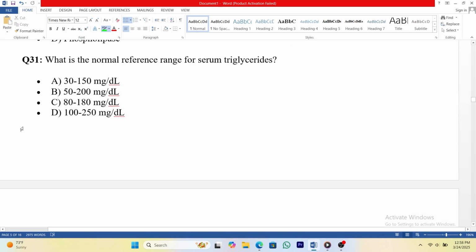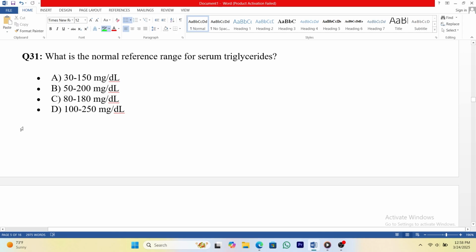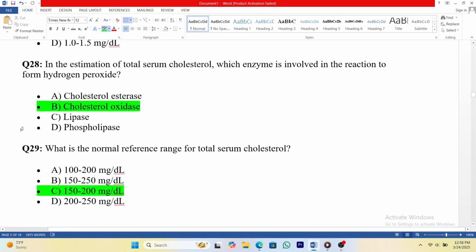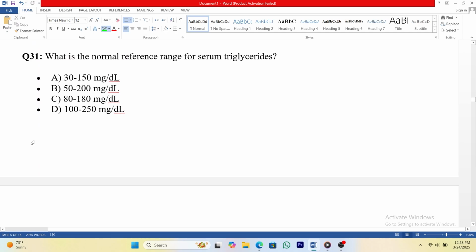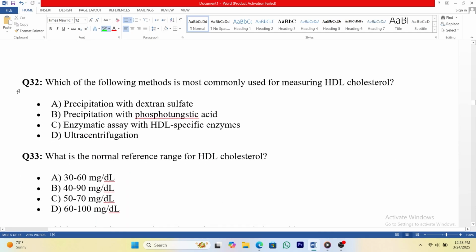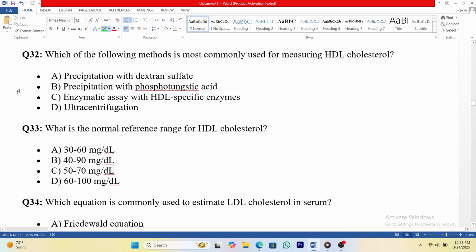31. What is the normal reference range for serum triglycerides? A. 30 to 150 mg/dl. B. 50 to 200 mg/dl. C. 80 to 180 mg/dl. D. 100 to 250 mg/dl. Answer: A.